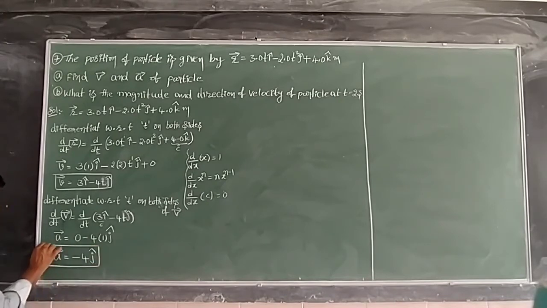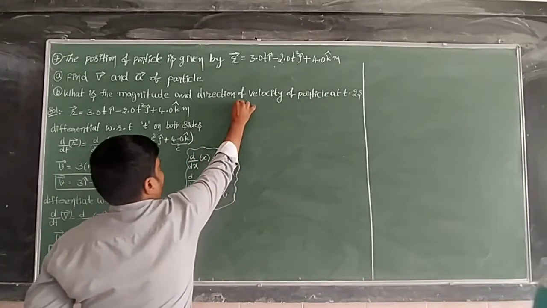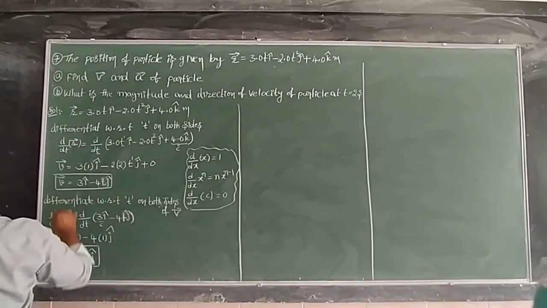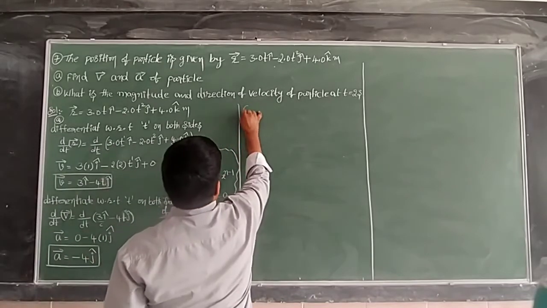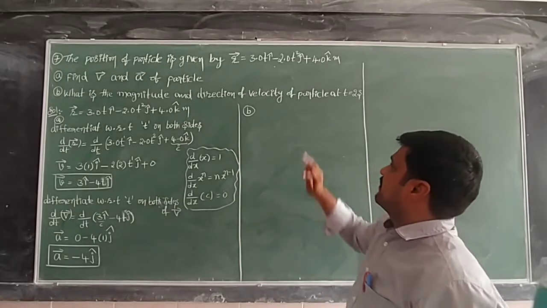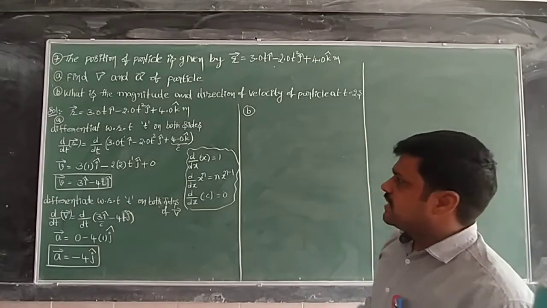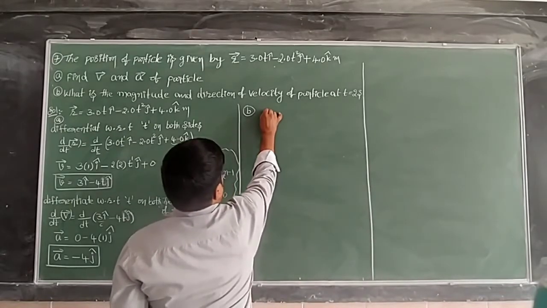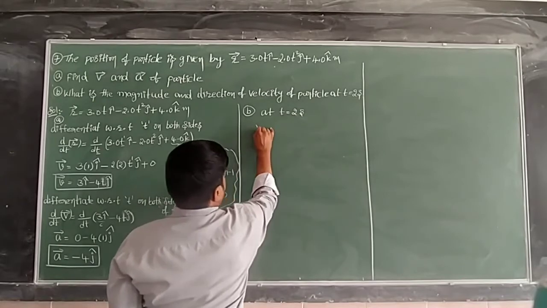So here I got the velocity, and at the same time the acceleration also. Now the question A is completed here. The answer is completed for question A. Now let me solve B. What is B? What is the magnitude and direction of the velocity of the particle at t equal to 2 seconds? At t equal to 2 seconds, we have to find the velocity.